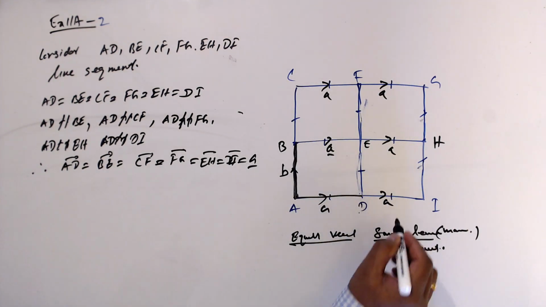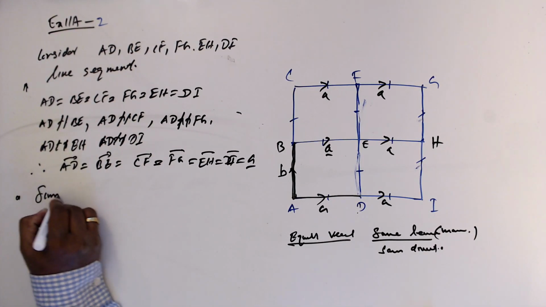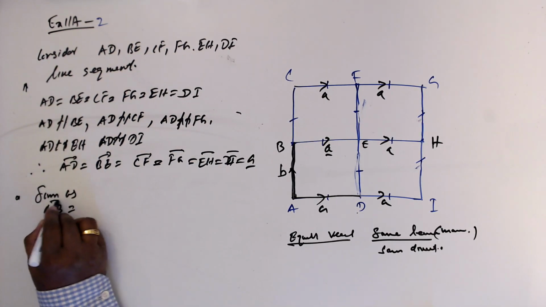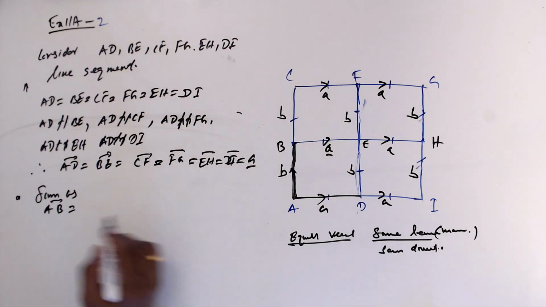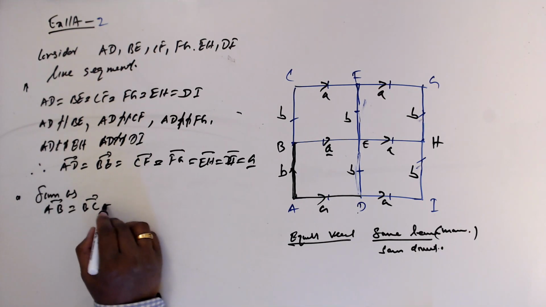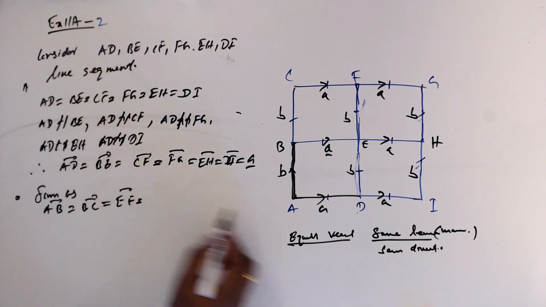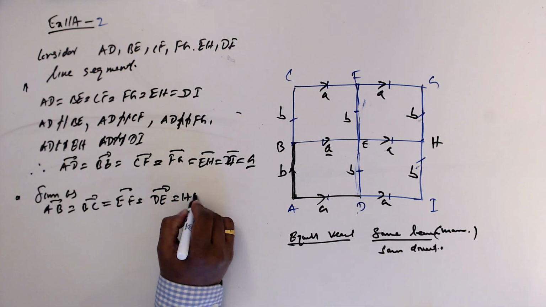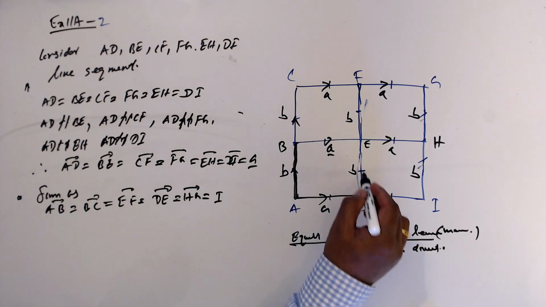You can simply put A. Then the same as AB: now we can write that these all are also B. Same as AB equal, BC equal, EF equal, DE equal, HG equal, IH. These are all in this direction.